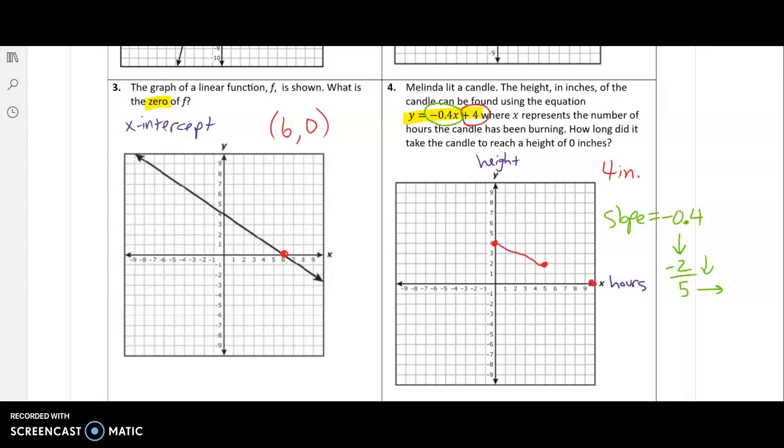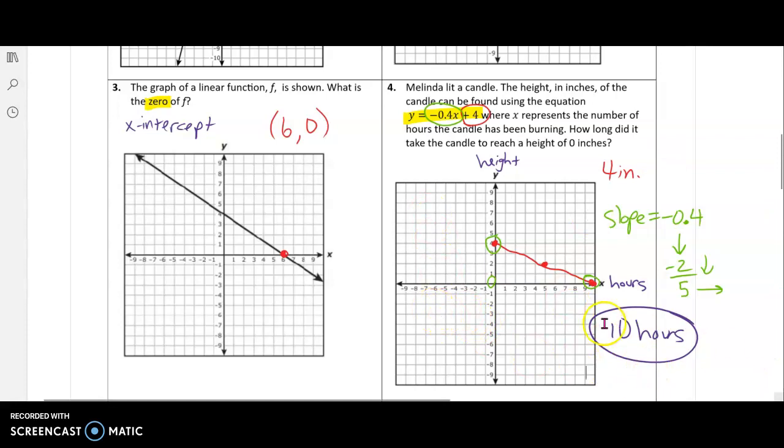So our candle, notice this is not going to have arrows, guys. It doesn't go on forever because this is a real world situation. We started at 0 inches on the candle. And how long did it take to reach 0 inches, right? Because once it hits the x-axis, it is 0 inches tall. It is completely melted. It has burned out the entire candle. So you can see it landed on 10. So our answer is 10 hours. That's how long it took for the candle to run out.